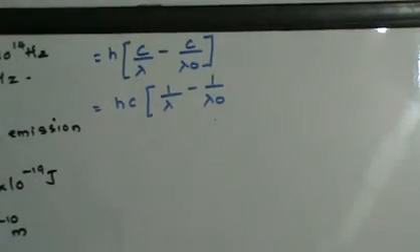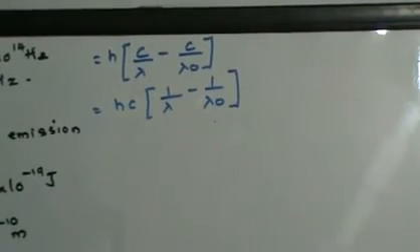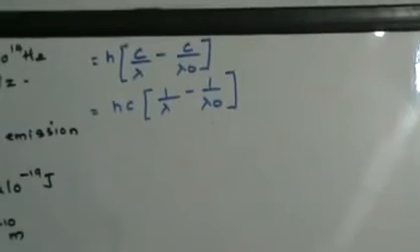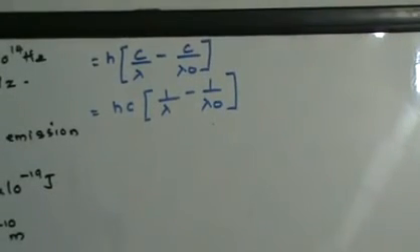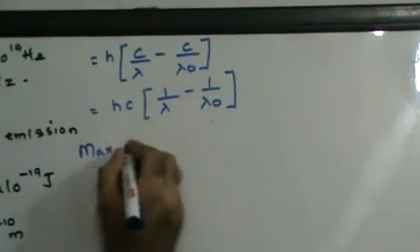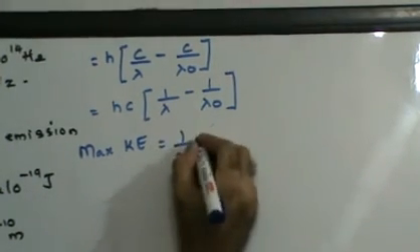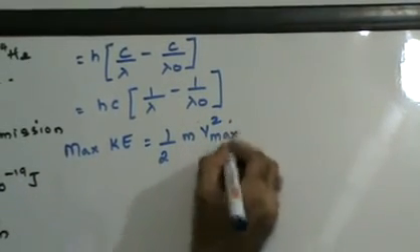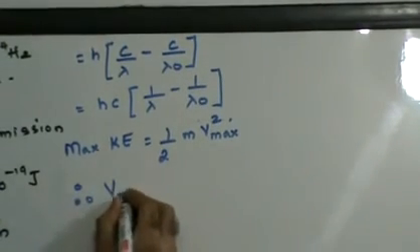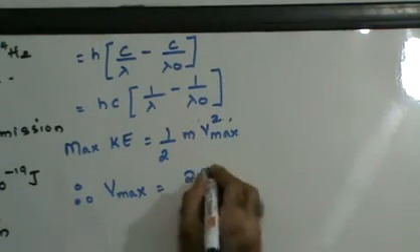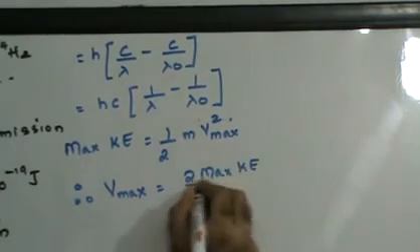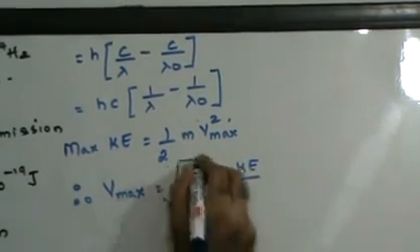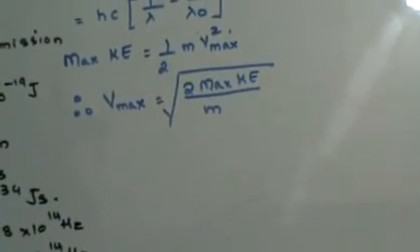Right? So when you solve this, you have all the values. You have hc which are constants, and lambda 0 are given to you. So you should be able to get the maximum kinetic energy. Once you get the maximum kinetic energy, they have also asked you to find out the velocity of the electron. Max kinetic energy should be equal to half mass of the electron into velocity square of the electron, max velocity square of the electron. Therefore I can say max velocity of the electron is going to be square root of twice maximum kinetic energy divided by mass of the electron.